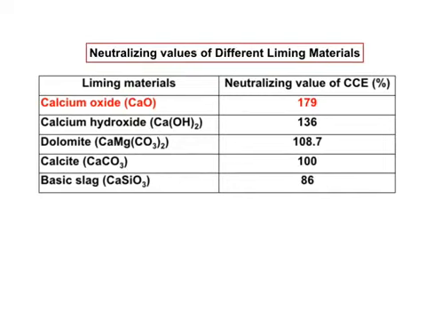With this formula, we can calculate the neutralizing value of different liming materials. These are the liming materials and their neutralizing values. The highest neutralizing value, the highest CCE, is for calcium oxide. Its neutralizing value is 179%. The lowest is basic slag, whose neutralizing value is 86.